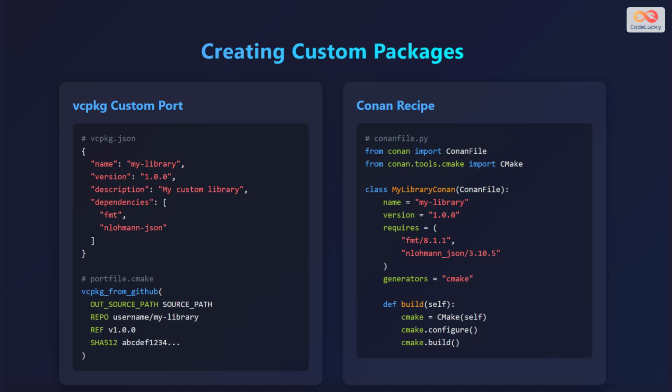For Conan, create a conanfile.py file. Import ConanFile and CMake from conan and conan.tools.cmake respectively. Define a class that inherits from ConanFile and specify the name, version, requirements, and generators. Override the build method to configure and build the package using CMake.